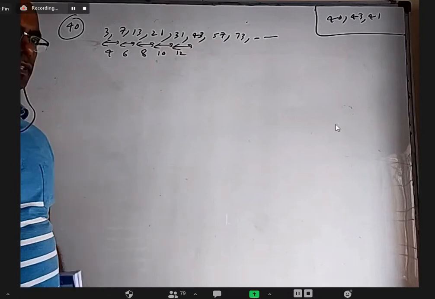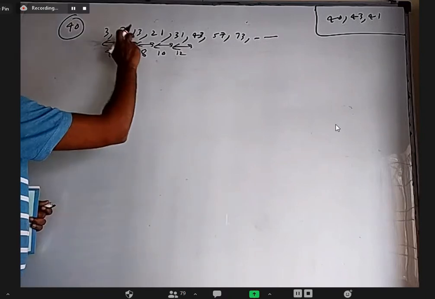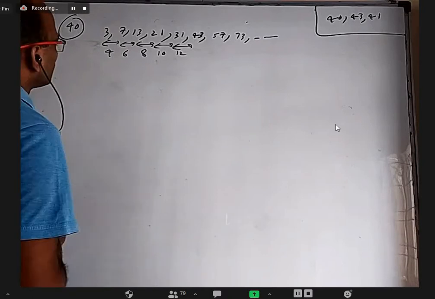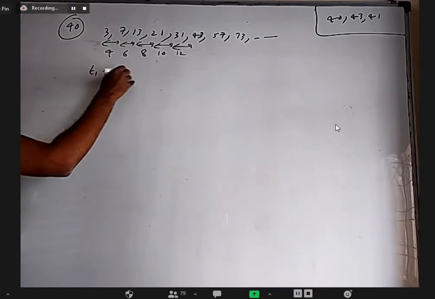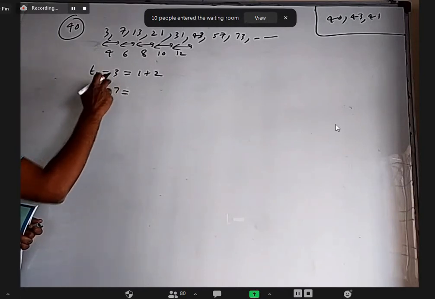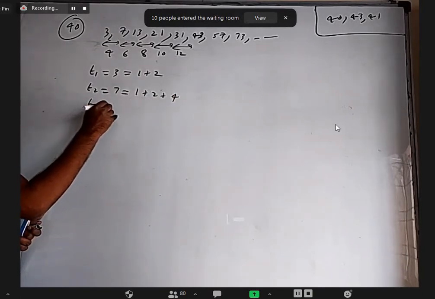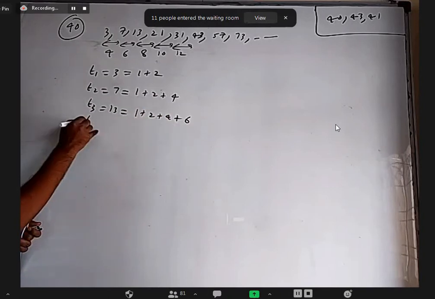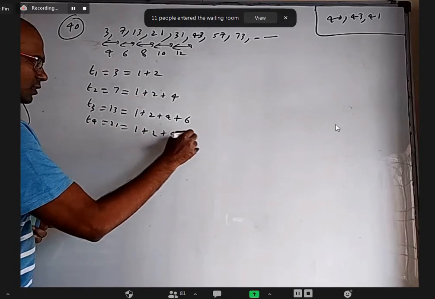Then one may ask how to deal with them. This 7, I'm going to write 3 plus 4. This 13, I'm going to write 7 plus whatever extra, 6. Okay. But anyway, first term is 3. I will write it as 1 plus 2. I'll tell you later on why 1 plus 2 I'm writing. Second term is 7, which is the previous term plus 4 extra, which I'll write 1 plus 2 plus 4. Third term is 13, which is 6 extra than the previous one. So previous one as it is, 1 plus 2 plus 4 plus 6. Fourth term is 21, which is whatever 13 plus extra 8. So 2 plus 4 plus 6 plus 8.